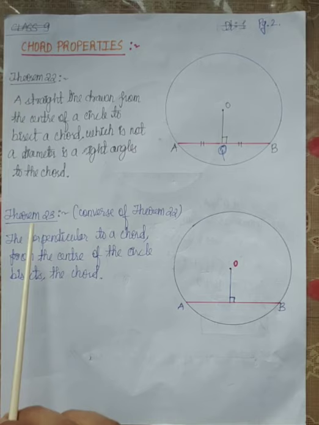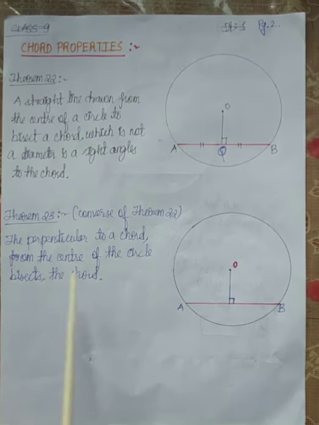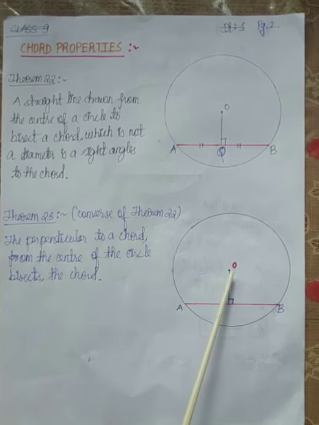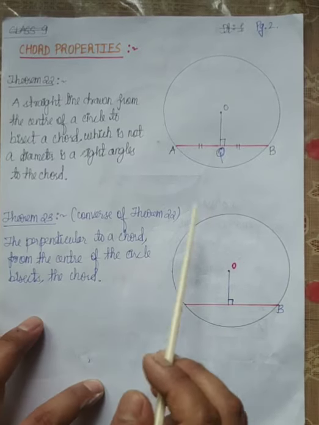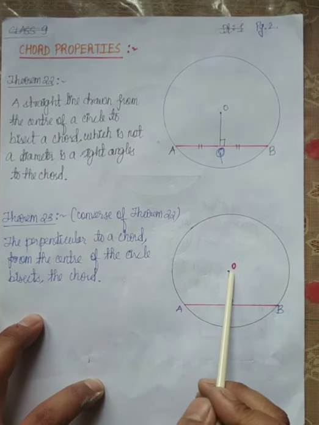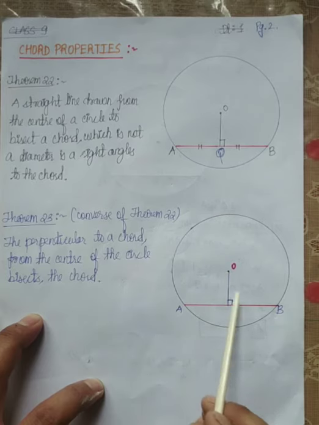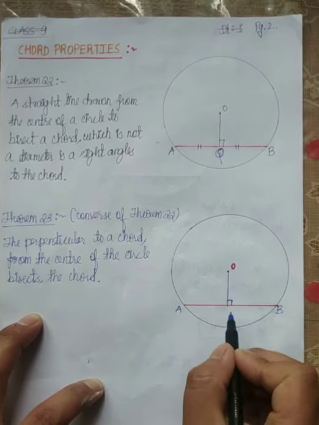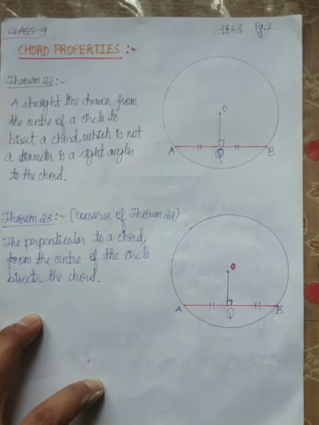Theorem number 23 is just the converse of theorem number 22. Let's read the statement, then we'll understand. The perpendicular to a chord from the center of the circle bisects the chord. You can see out here, this is a circle, center, and this is the chord, and we are drawing a perpendicular to this chord from the center of the circle. Bisects means this OQ divides AB equally.